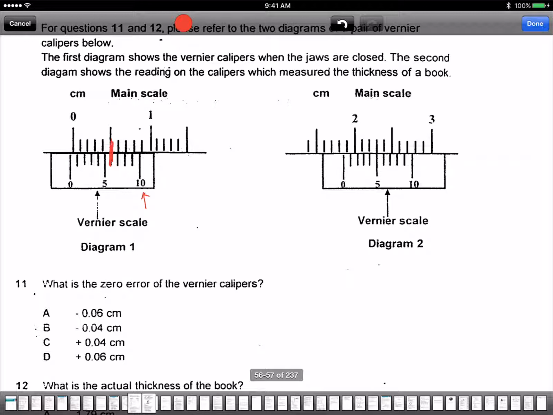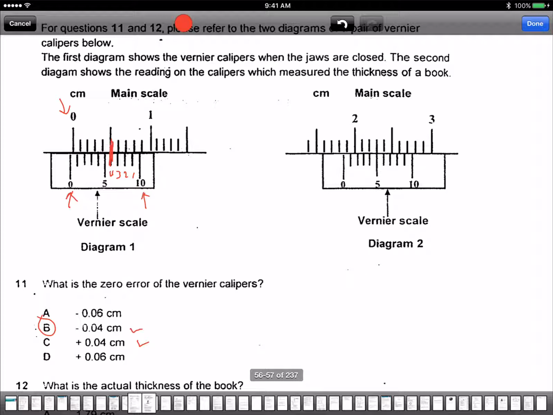So you read from the right hand side. 1, 2, 3, 4. That's the fourth one. So it's 0.04, but you have to decide, is it positive or negative? It's a negative zero error. So the answer is B. Why? Because the zero here, the Vernier scale is on the left hand side of the main scale. Yeah, so you need to know this one. I said I never learned this, so you can be like, the rest. You need to know this.